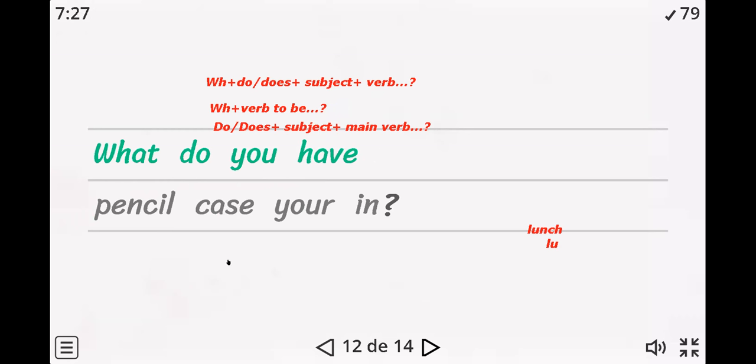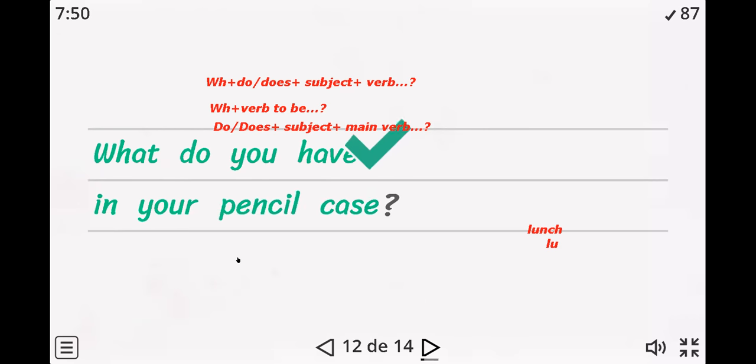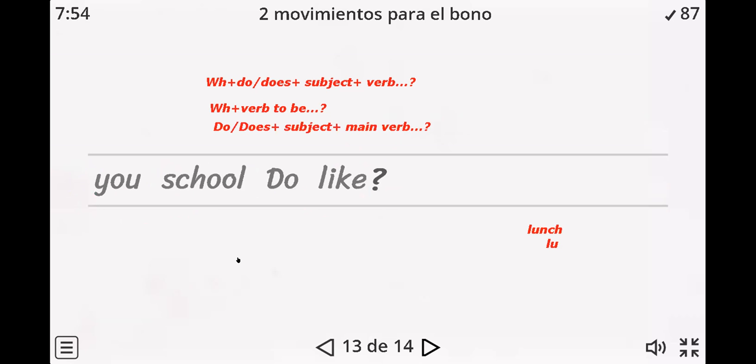Pencil case, la cajita donde guardan ahí los colores, los lapiceros. So what do you have? What do you have in your pencil case? Okay, the opposite. What do you have in your pencil case? So, almost there. Casi, casi.